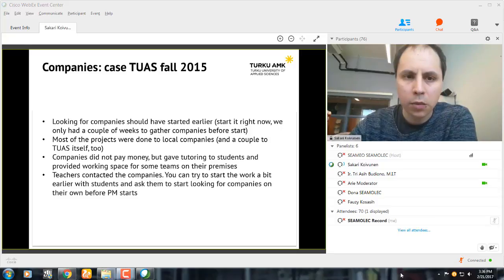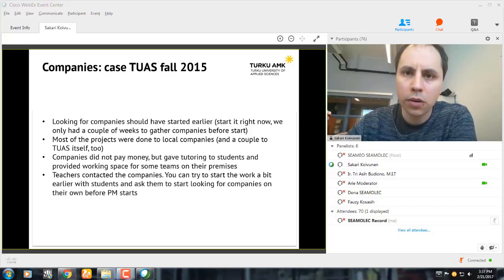What we learned in this is that we should have been looking for the companies a little bit earlier. We started just a couple of weeks before the project module started, and this was too late. So next time we need to start looking for the companies and projects much earlier. And the companies did not pay us, so the projects were done for free. They just gave us some time to encourage the students and guide them, and we gave them the results for free.